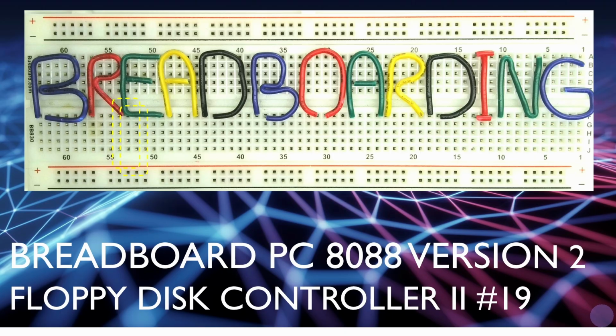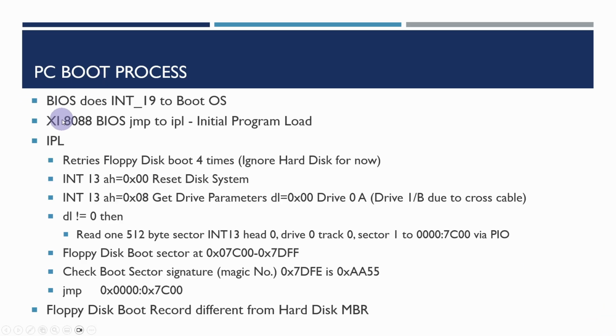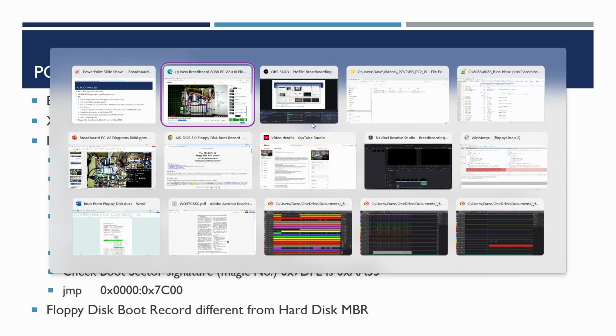But in order to do that, we first of all need to have a quick look at the background to what actually happens when we try to start up MS-DOS and to boot any operating system off a floppy disk drive. So in the PC boot process, the BIOS does a software interrupt 19 to boot the operating system, and on the XI8088 BIOS that we're using, this does a jump to the initial program load section of code, which we'll look at in a second.